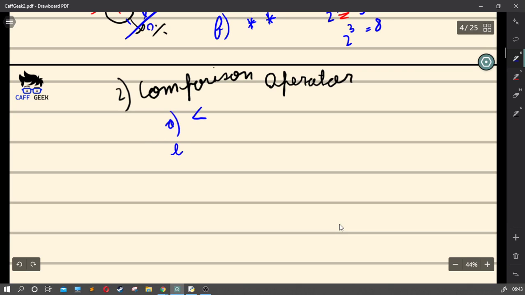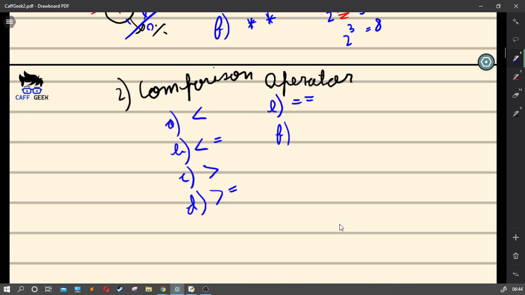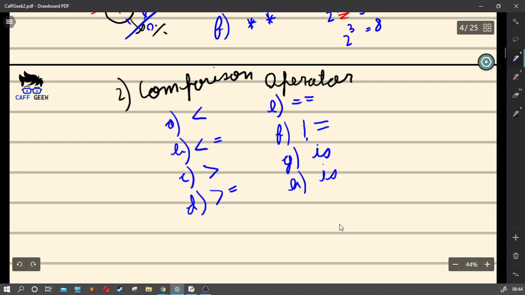We have less than, less than or equal to, greater than, greater than or equal to, and equal to. This is used to equate two different numbers, or strings, or any data types, using the simple equal to operator. We have not equal to. When we say something is not equal to something, we use this. We have two more, which we will discuss later: is and is not. You can just know these are there.